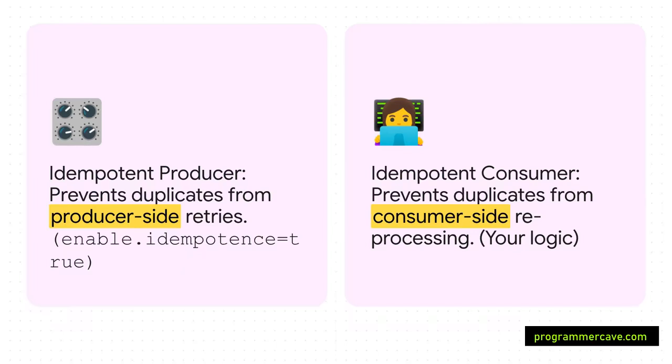The key here is that it's a shared responsibility. On the producer side, Kafka gives you this magic little setting. Just set enable.idempotence to true, and it handles duplicates from retries automatically. But on the consumer side, well, that's on you. Your application code has to be smart enough to handle getting the same message twice. A really common pattern is to use a unique ID from the message to check if you've already processed it before, maybe by looking it up in a database.